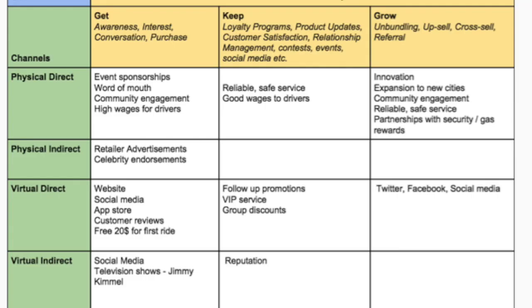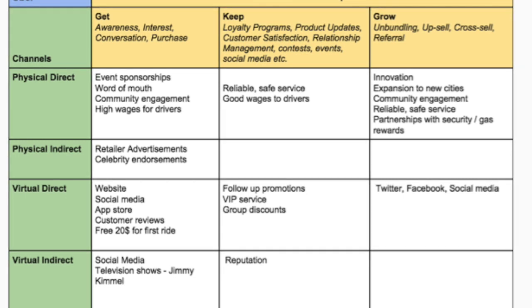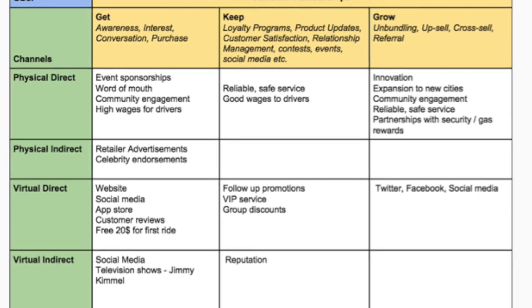All right, guys, to wrap up our business model canvas, let's take a look at some of the customer channels that we have here at Uber. So to get awareness, we have things such as event sponsorships, word of mouth, community engagement, and high wages for drivers. This brings us to physical indirect, which are things such as retailer advertisements and celebrity endorsements of the product.